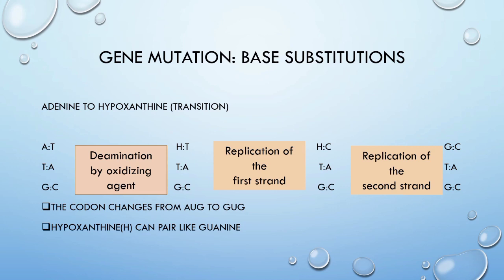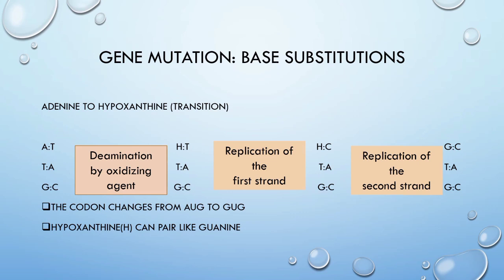When it binds to C, that's when the mutation occurs, and this can go on and on, with more of these mutants or more of these changes actually being formed. So here we see a change from A-T to G-C, and then the codon changes from AUG to GUG.